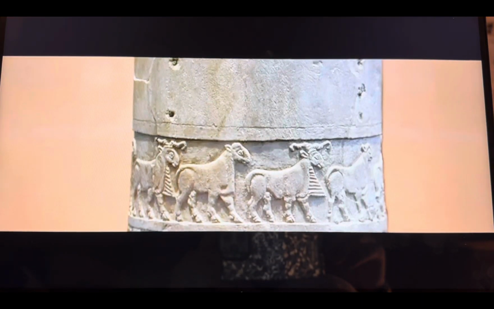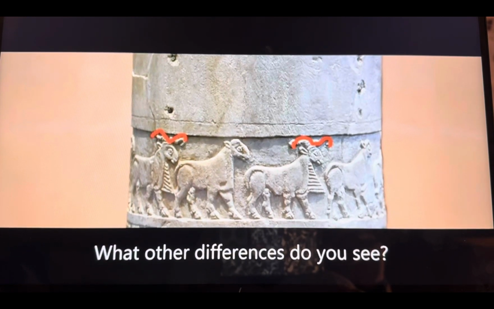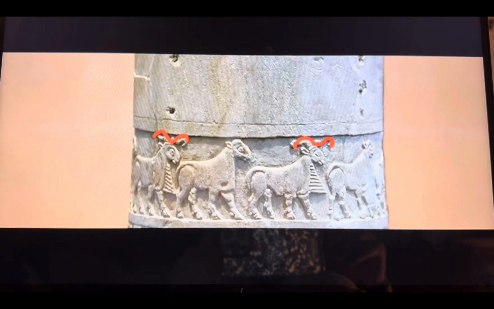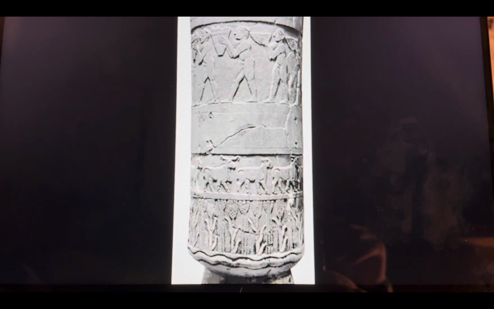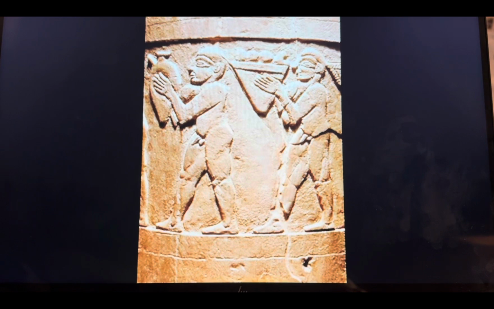Moving up, we see animals walking in one direction, following each other. This seems like a herd of some sort. If we look even closer, we can see that some of the animals have horns while others don't. This can be read as male and female animals alternating. Above the animals, in a larger register, we see nude humans. They are walking in the opposite direction of the animals. They also appear to be carrying various produce and goods.